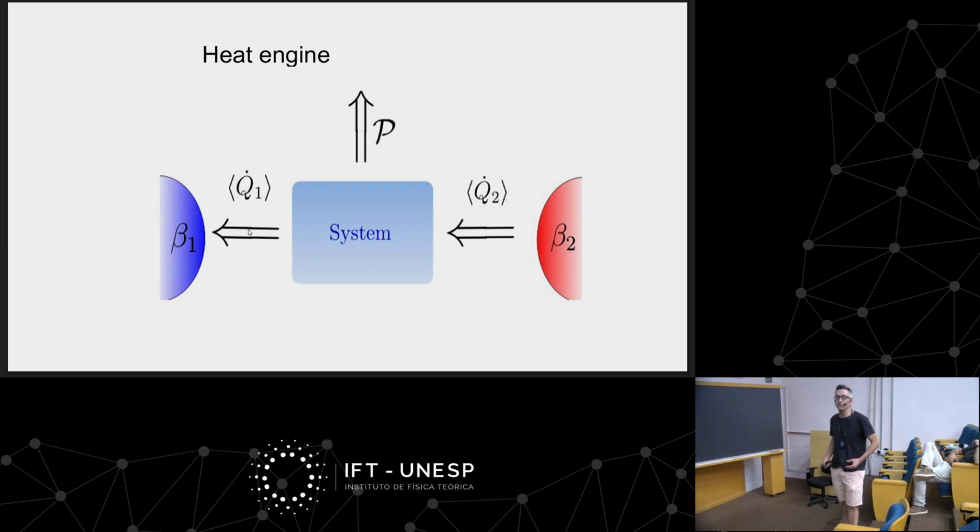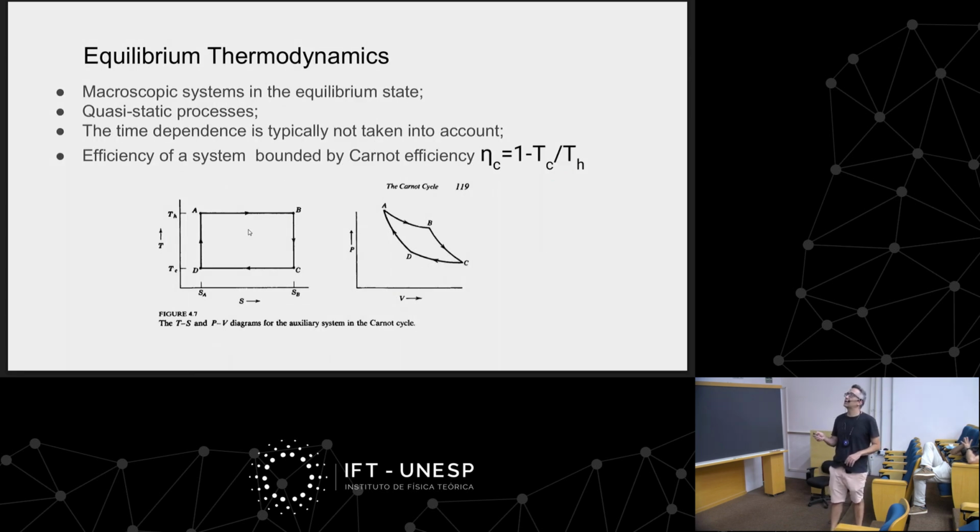The second law of thermodynamics forbids the integral conversion. So one part of this energy received is rejected to the cold reservoir. Okay, this is the sketch of a typical heat engine. In thermodynamic equilibrium, typically we are dealing with macroscopic systems, large systems in the equilibrium state. The fluctuations are not taken into account. The time dependence of quantities is typically not taken into account either.